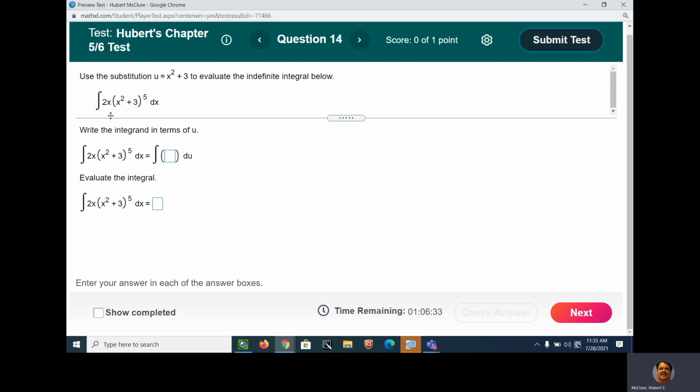Substitution, I would rewrite it as x squared plus 3 to the 5th, 2x dx. 2x dx is there. So this is basically u to the 5th du. So that's going to be u to the 6th over 6. And that's going to be x squared plus 3 to the 6th over 6.